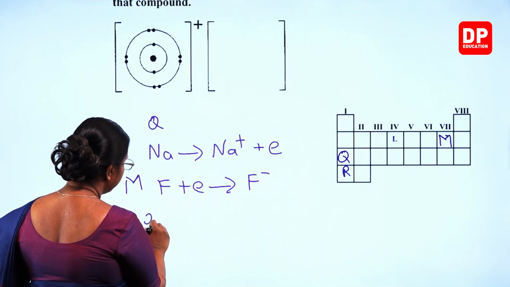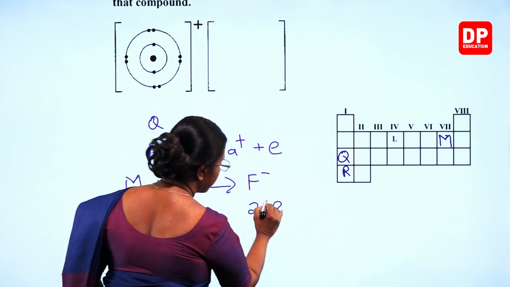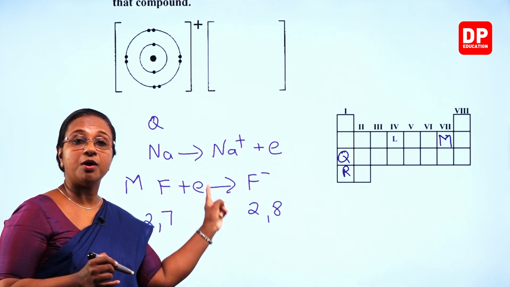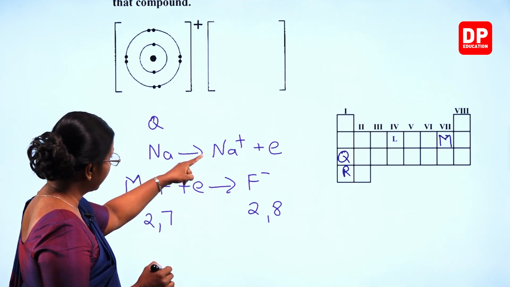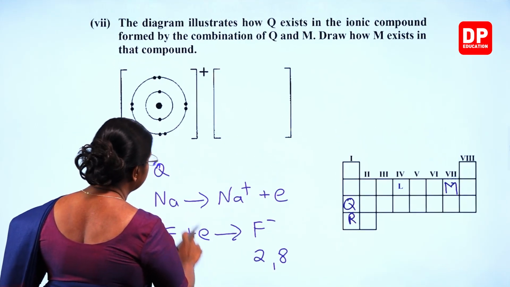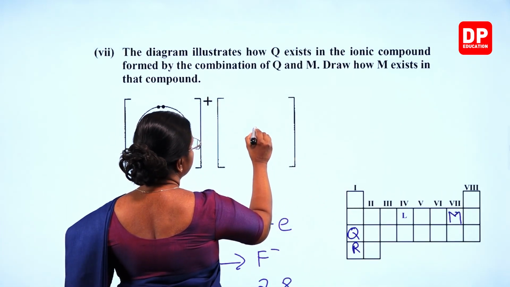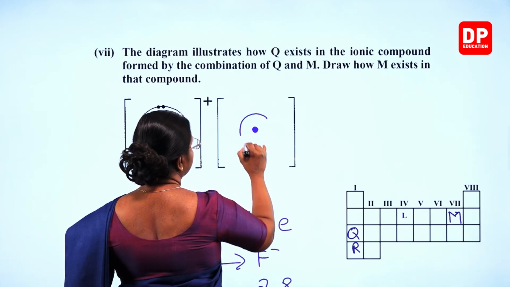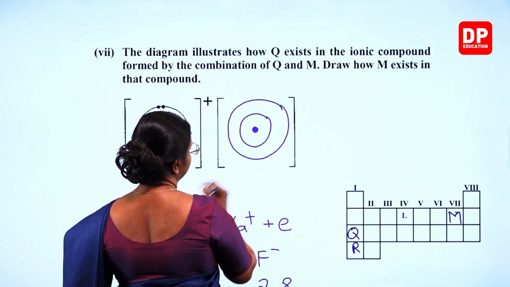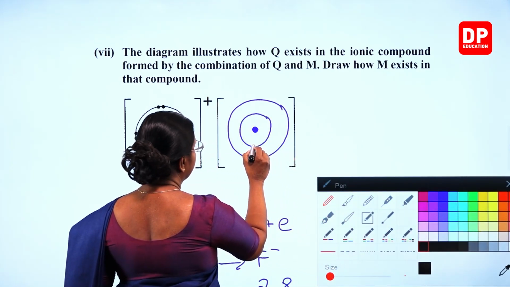fluorine 2, 7. But when it takes up an electron, it becomes 2, 8. But out of those 8 electrons, 1 is from sodium. The electron lost by sodium is taken up by fluorine. So, you need to indicate that as well. So, here you need to show the nucleus, then the first energy level, second energy level. So, in this, I'll use a different color to denote the electrons.